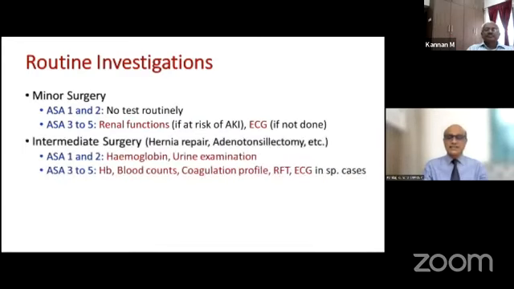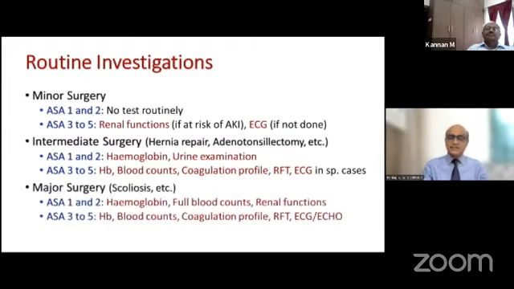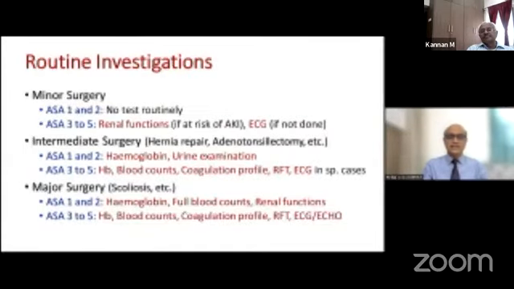Similarly, for intermediate surgeries like hernia repair and adenotonsillectomies, ASA 1 and 2 patients, you may just go ahead to do hemoglobin and routine urine examination. But if it is ASA 3 and 5, it's better that we do hemoglobin, complete blood counts, coagulation profile, renal function tests, ECG in special cases. Major surgeries like scoliosis in ASA 1 and 2, you would like to do hemoglobin, full counts, and renal functions. However, if the patient belongs to ASA 3 and 5, then apart from what we are doing for ASA 1 and 2, you would also like to do coagulation profile, ECG, or an echo.